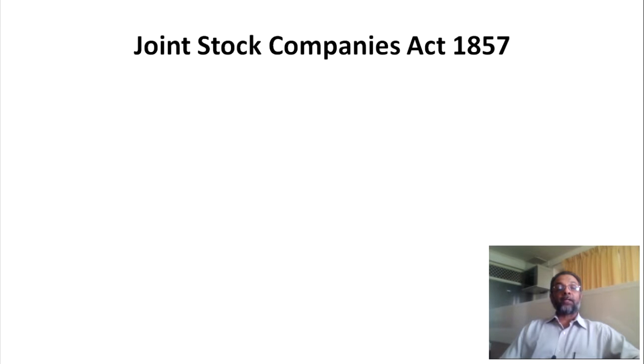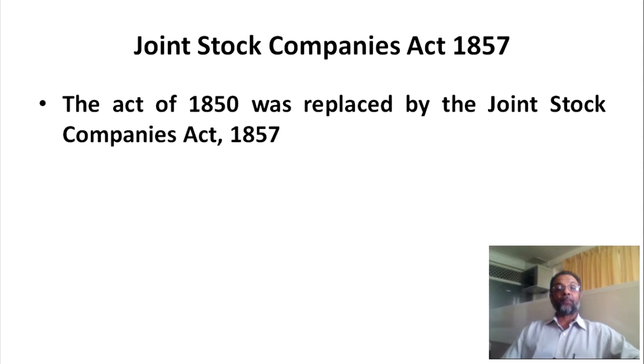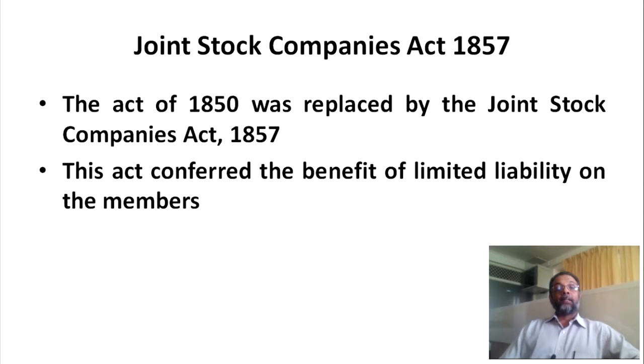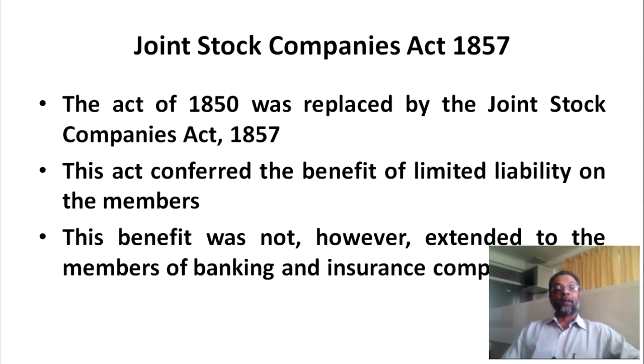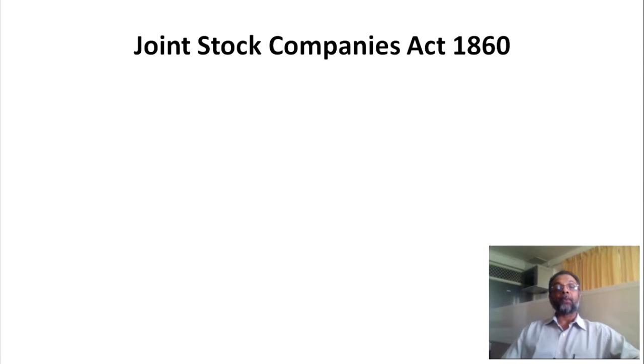So to tide over this particular drawback, the Joint Stock Companies Act of 1857 was enacted, and this replaced the Act of 1850. The Joint Stock Companies Act of 1857 conferred the benefit of limited liability to its members. However, this benefit was not extended to members of the banking and insurance company. So again, this was another drawback that existed for this particular act.